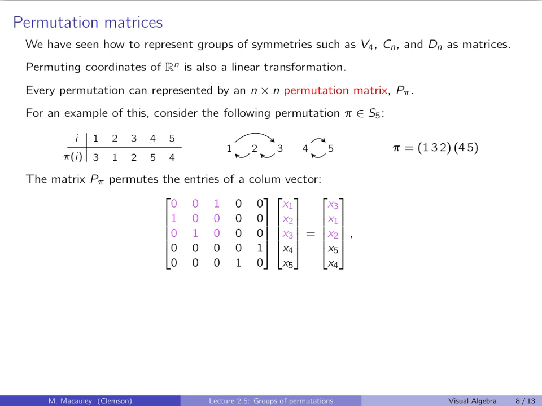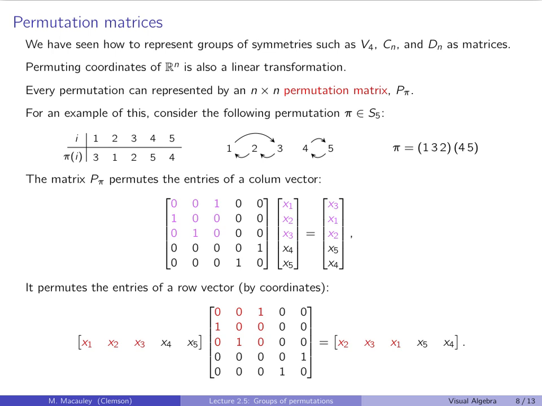I'll write down a formula for what I'm doing shortly, but 1 goes to 3, so I make the 1,3 entry a 1. 2 goes to 1, I make the 2,1 entry a 1. And 3 goes to 2, I make the 3,2 entry a 1. And similarly, 4 goes to 5, the 4,5 entry is a 1, and 5 goes to 4, the 5,4 entry is a 1. So look what that does to the coordinates. The 1 subscript gets turned into a 3, the 2 gets turned into a 1, just like up here. And then the 3 subscript gets turned into a 2. And then the 4 and 5 subscripts swap places.